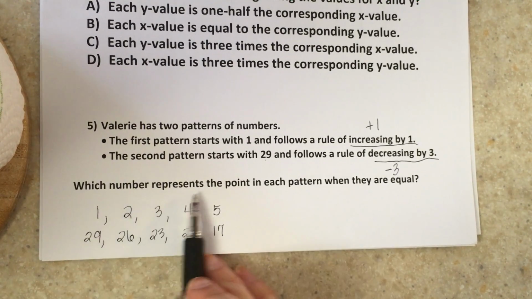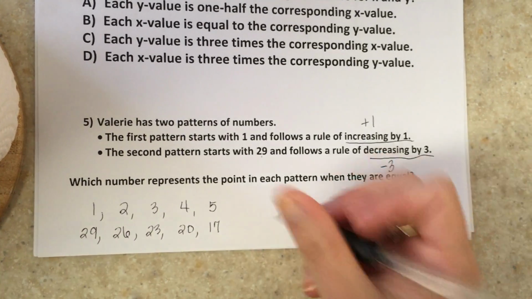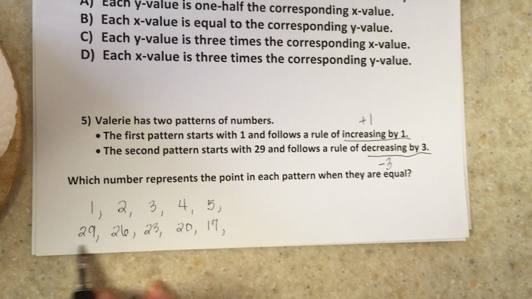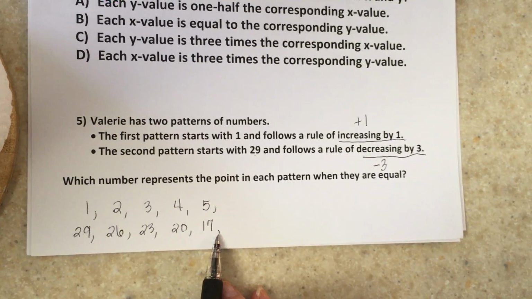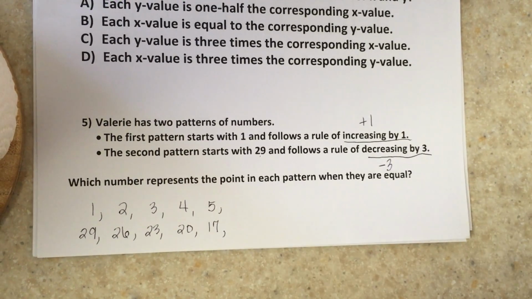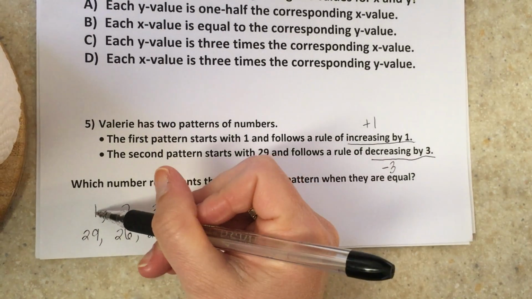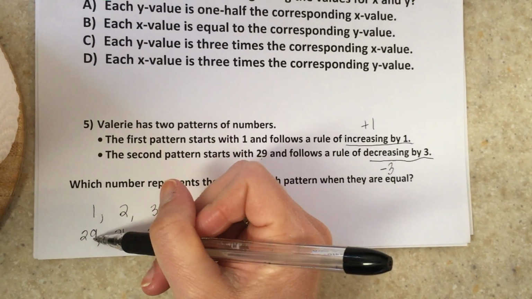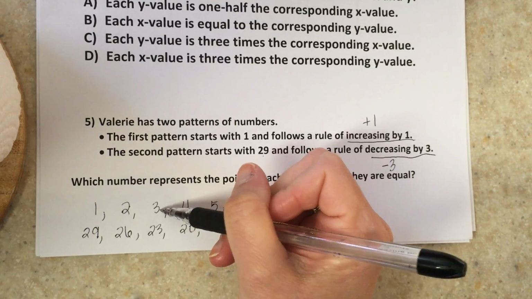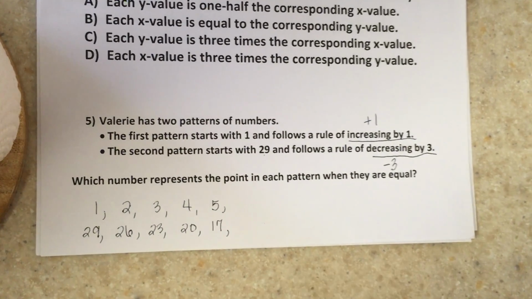Which number represents the point in each pattern when they are equal? So you're going to continue each pattern, adding 1 for your first pattern, subtracting 3 for your second pattern. And then you're going to see at what point are the numbers going to be equal. Make sure you keep everything lined up, your corresponding numbers. So this is the first term in this pattern and the first term in the second pattern. Second term, third, third. You want to keep all the corresponding numbers lined up as you're doing your patterns.